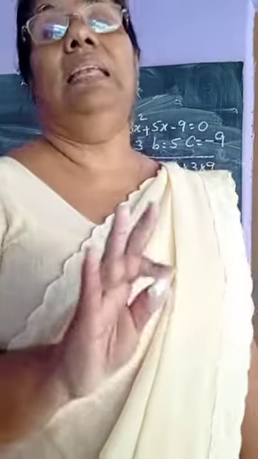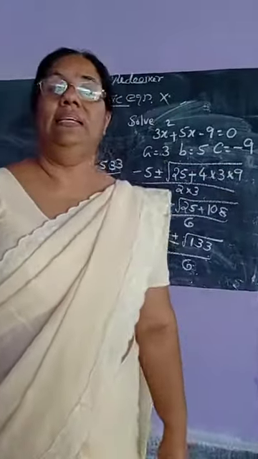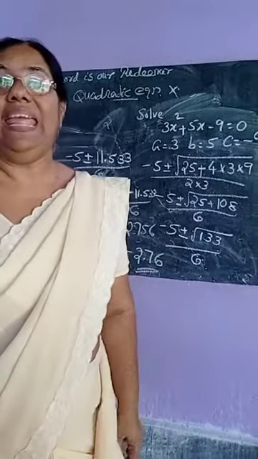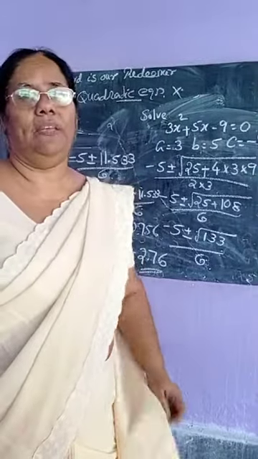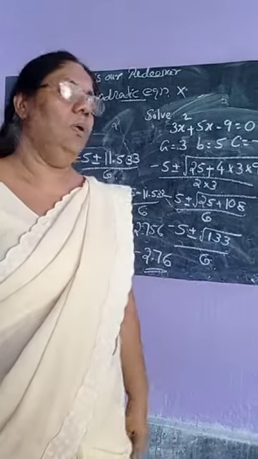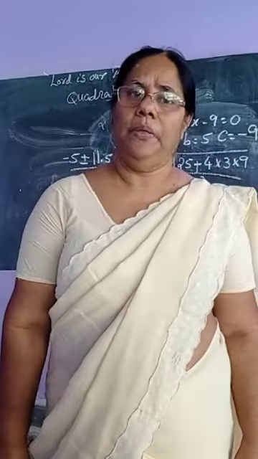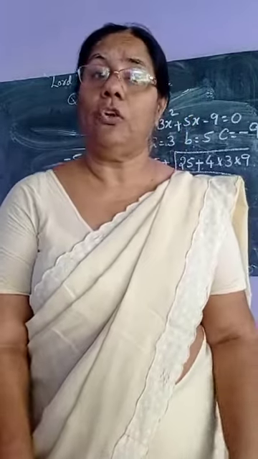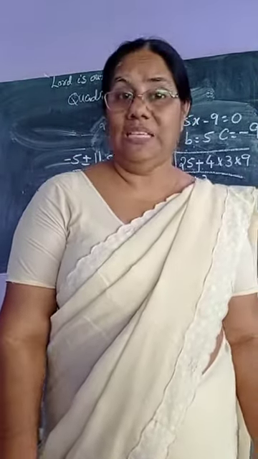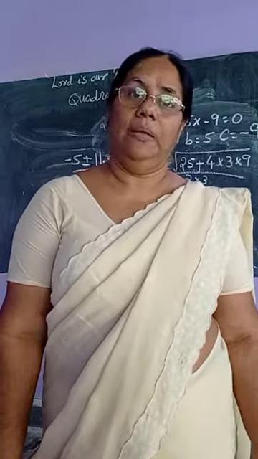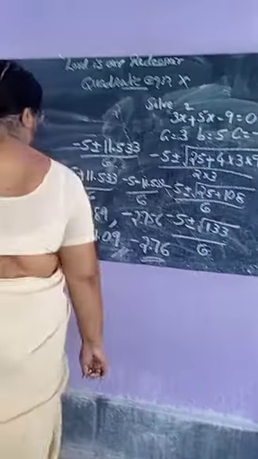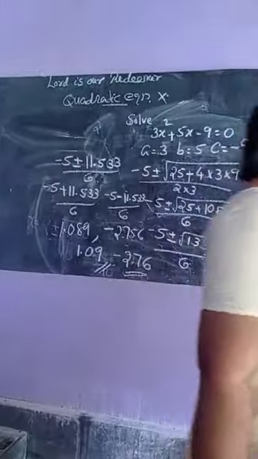Now listen, the next heading, next point is nature of roots. Just write all these notes. Nature of roots. Very important topic. Here, nature of roots means we know that when we apply the formula, one term is b square minus 4ac, isn't it? That b square minus 4ac is known as discriminant.